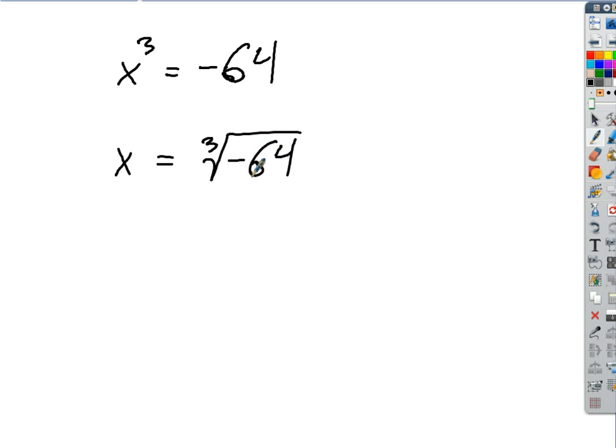Okay, so what is the cube root? Now, can I take a cube root of a negative number? Yeah, I can. I just can't take an even root. I can take an odd root, just can't take an even root. Okay? So, negative 4. There you go. Do I have to put a plus or minus? No, I don't. Okay.